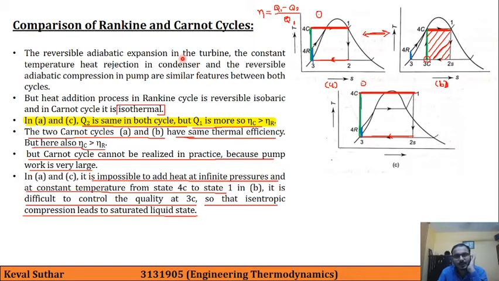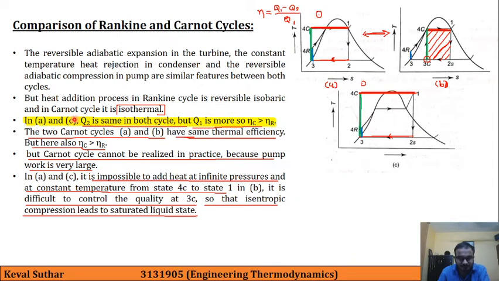So here we have compared Carnot and Rankine cycle, and if we see, the only difference between Carnot and Rankine cycle is that here the heat addition process has been changed. That is, in Carnot cycle the heat addition process was isothermal, and in case of Rankine cycle the heat addition process is reversible isobaric. That means reversible constant pressure process. That is the basic difference between these two cycles.